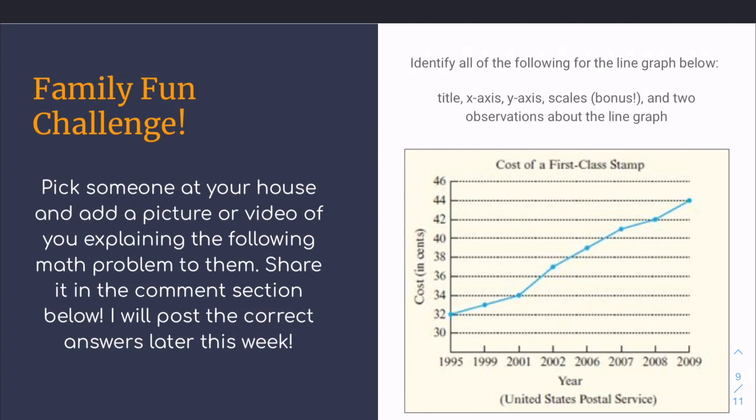So I have given you another line graph, and it says identify all of the following for the line graph below: the title, the x-axis, the y-axis, scales if you can, bonus, and 2 observations about the line graph. So find somebody that is social distancing near you and explain this problem to them, and then send me a picture of you working on it. So pause the video, work on that. Hopefully you figured that out with somebody that is social distancing with you.